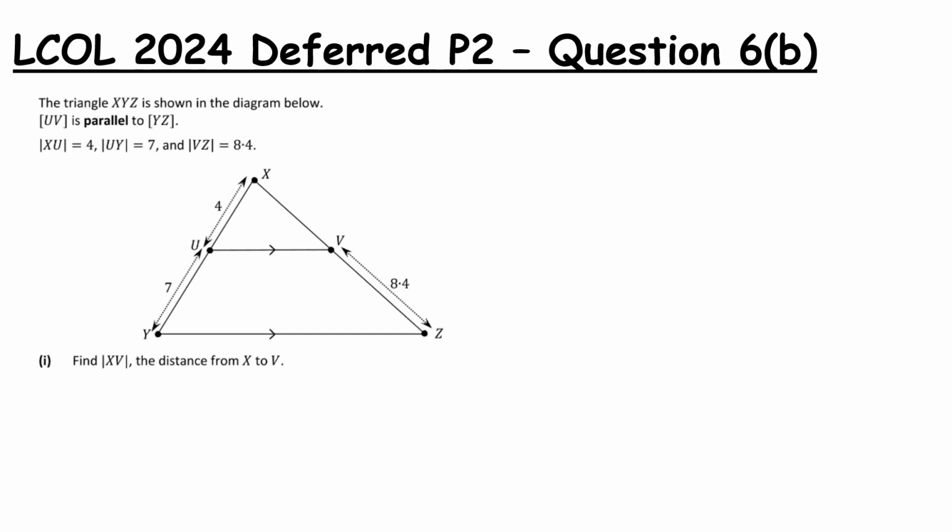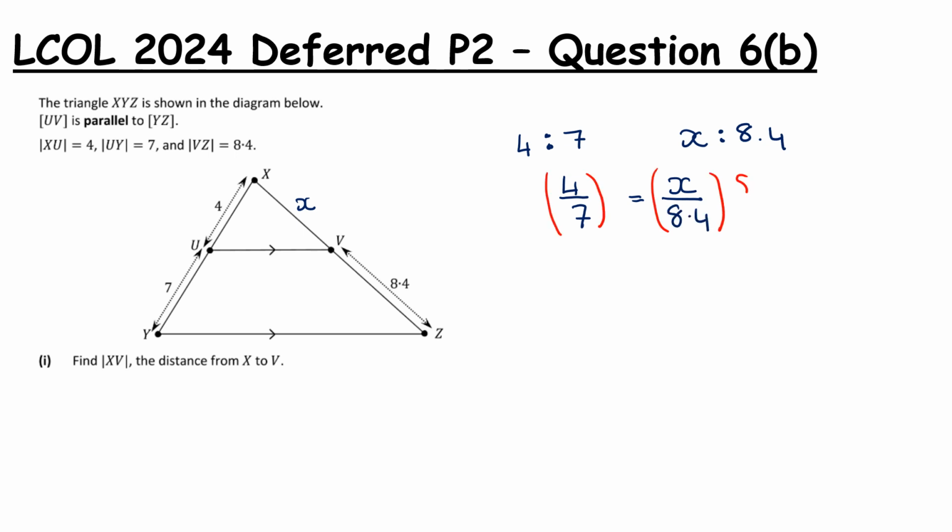So the first thing I'm going to do is label the side we want, which is this part here. So what we have is 4 is to 7 is the same as x is to 8.4. Now, because these are a little bit trickier to work with, fractions can make the most sense. So if I do 4 divided by 7, it's the same as x divided by 8.4. To get x on its own, I'm going to multiply both sides by 8.4. And that's going to simply give us our answer for x.